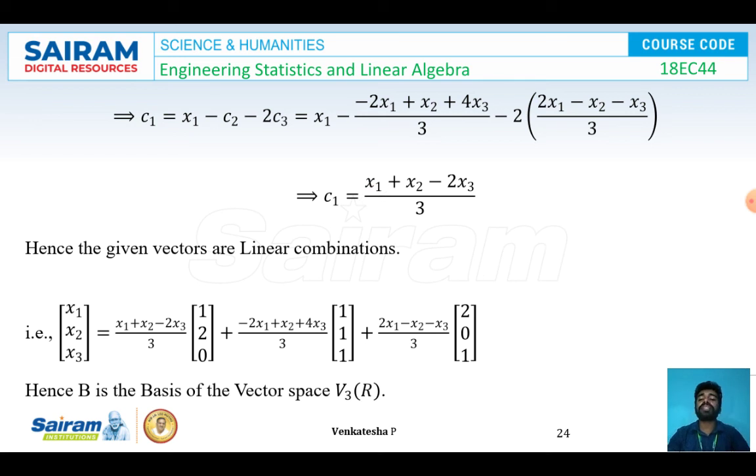So hence I can write (x1, x2, x3) in the form of (x1 plus x2 minus 2x3) by 3 into (1, 2, 0) plus (minus 2x1 plus x2 plus 4x3) by 3 into (1, 1, 1) plus (2x1 minus x2 minus x3) by 3 into (2, 0, 1). So hence we can say that this set is a basis of the vector space V3 of R.